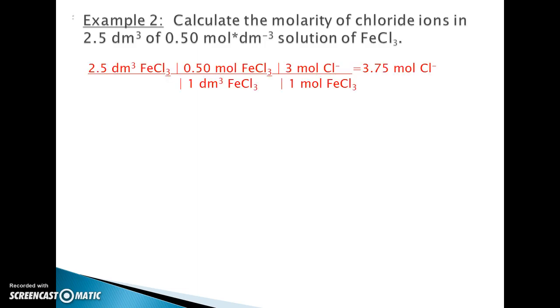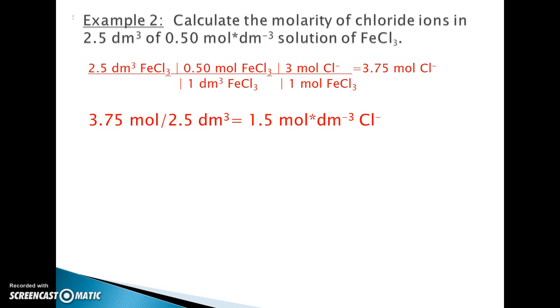So the first thing I need to know is if I'm just talking about chloride ions, well, how many moles do I have? So I can take my liters of iron 3 chloride and convert to moles of iron 3 chloride using the molarity. Now I know that for every molecule of iron 3 chloride, I'm going to produce 3 chloride ions when it dissolves. So the same thing is true when I talk about moles instead of molecules. For every 1 mole of iron 3 chloride, I'll produce 3 moles of chloride ions when it dissolves. So then I get 3.75 moles of chloride ions. Since I want the molarity, I then need to divide by the volume again to get the molarity of 1.5.